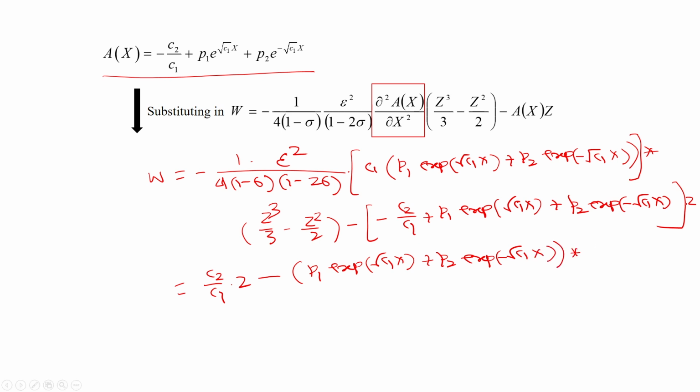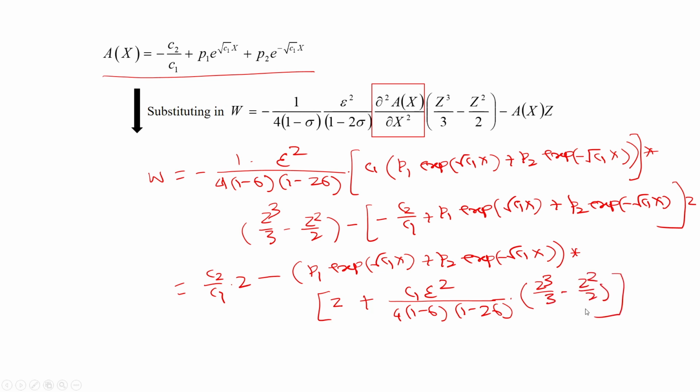Okay, by the way, it is z here, this z we should not miss. So, here there is a z. So, this is z and it is minus here. So, this is fine, it is plus. So, here there is C1, and so this is C1 by C1 into epsilon square by 4 into 1 minus sigma by 1 minus 2 sigma into z cube by 3 minus z square by 2, like this.